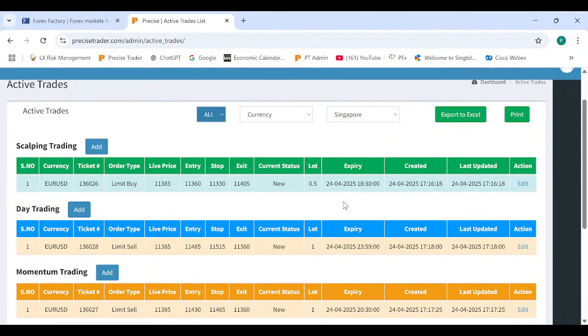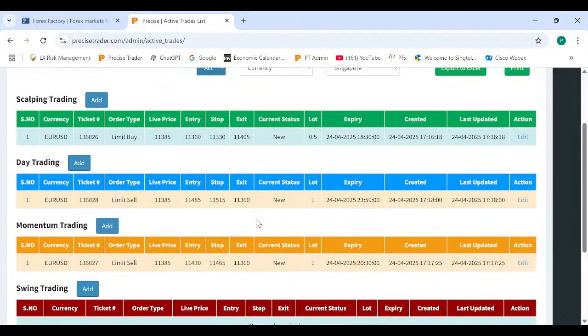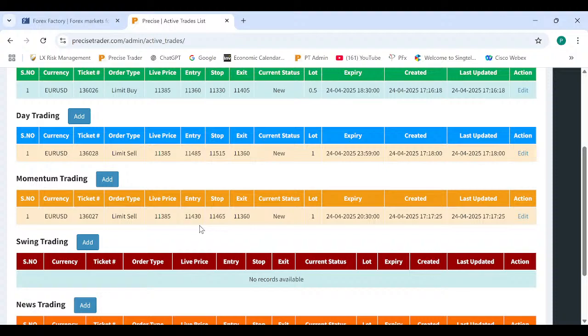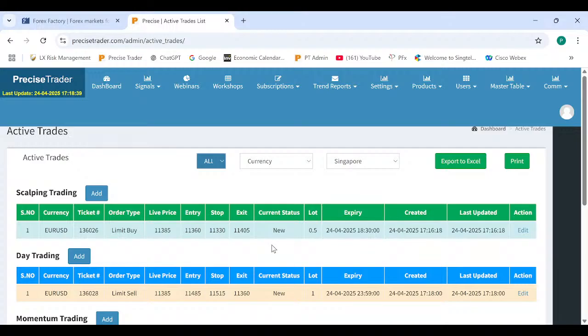One is a euro buy, which is going to be a current movement, buying at 11360 and exiting before 11405. Then we have a euro sell. Okay, we'll try to sell at 11485, which is the further level, and we have one more at 11430. Okay, so these are the three trades for euro.